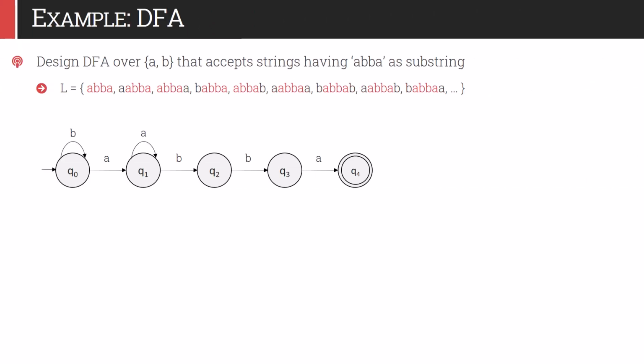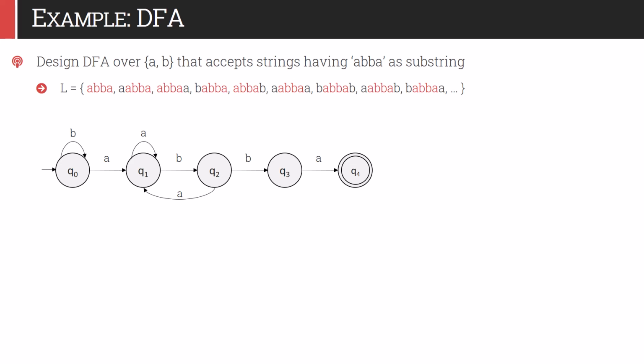Can we have arc from Q2 to Q1 for input A? Yes, it is very much possible, because after reading Q2, if we read A, then we are going back to Q1. And to move to the final state, we must have to read again BBA. So that string will definitely have ABBA as a part of it.